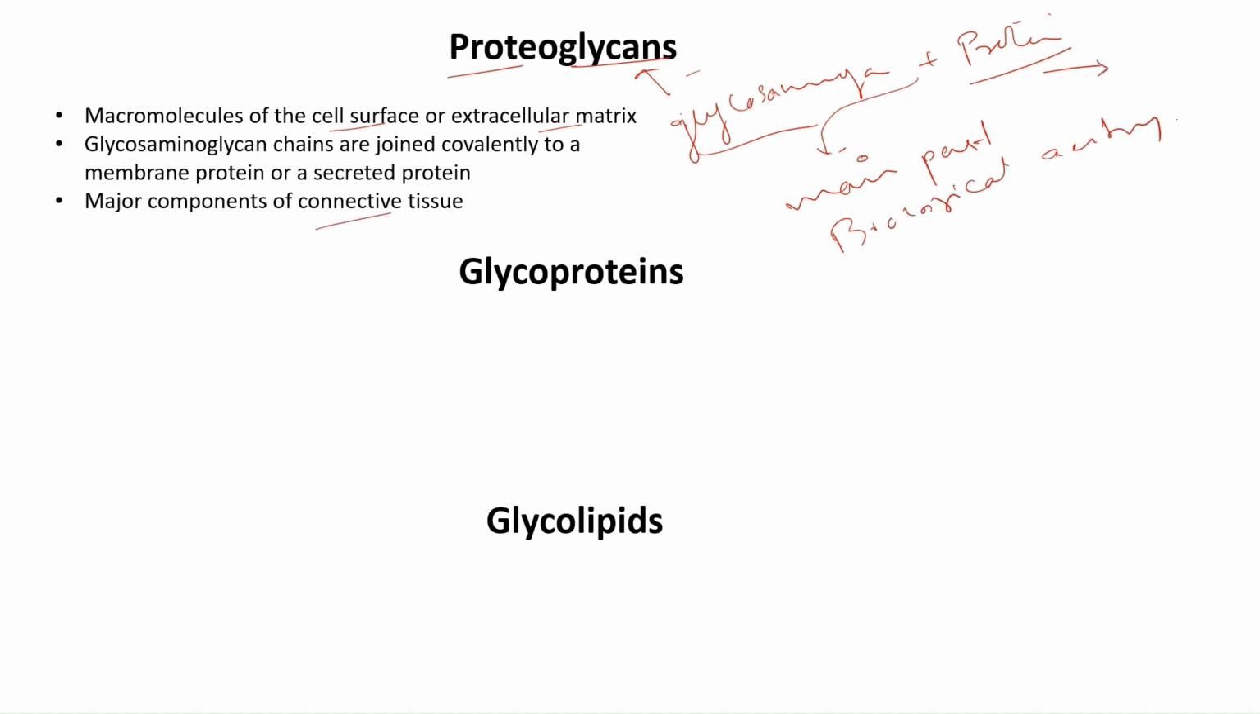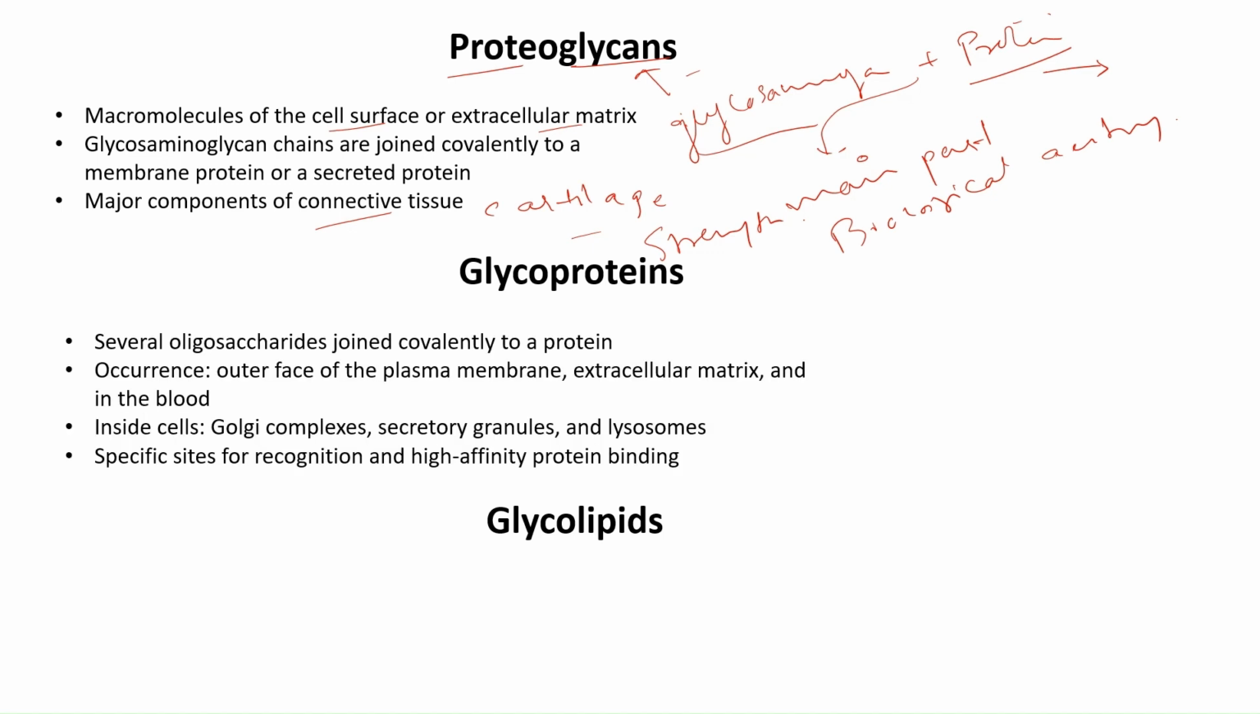Proteoglycans form the major component of connective tissues like cartilage. They interact with other proteoglycans and proteins with non-covalent interaction to provide strength. What are glycoproteins then? Glycoproteins are a combination of protein with oligosaccharides.